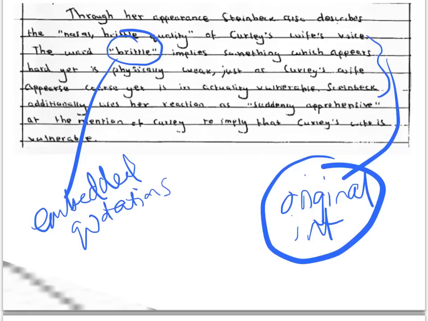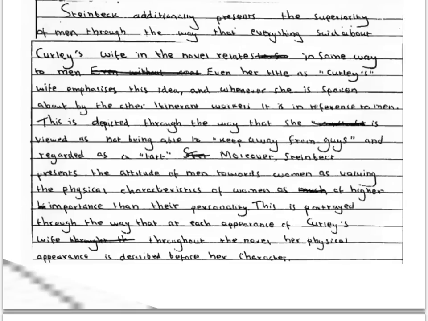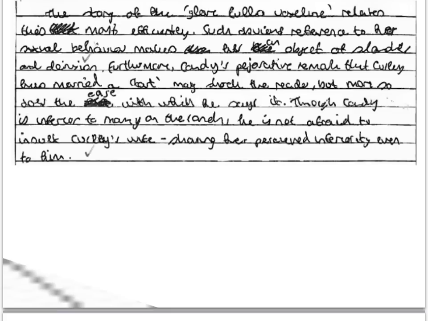"Steinbeck additionally uses her reaction as suddenly apprehensive at the mention of Curly to imply that Curly's wife is vulnerable." Okay. I'll just allow you, if you wish, to pause the video and have a look at this extract that's on the screen. See if you can identify A-star features in this response. And once more, have a look at this student's response to the question and see if you can identify A-star features within this yourself.